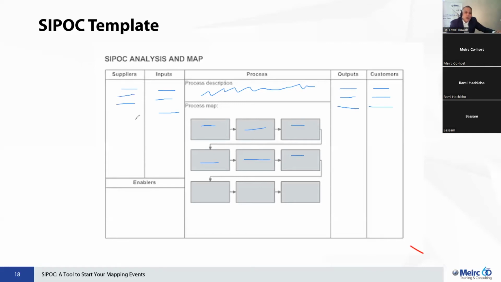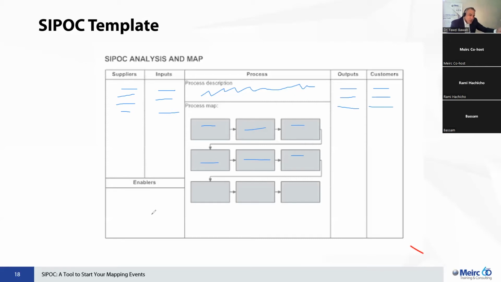So they could be the other departments, maybe providing you with other information, or it could be an external supplier providing you with raw material or information or a report. You need to identify them there. There's an addition here. You can even add enablers. That could be machinery, that could be resources.